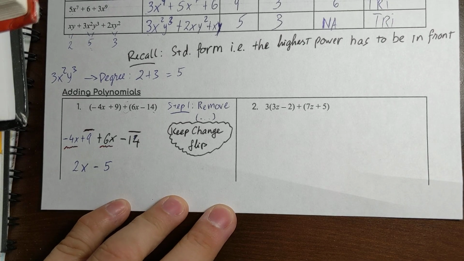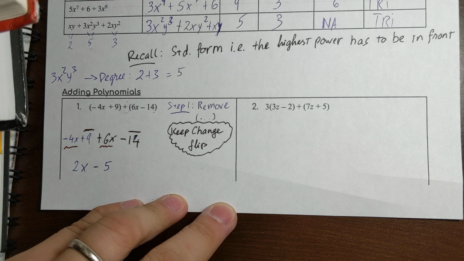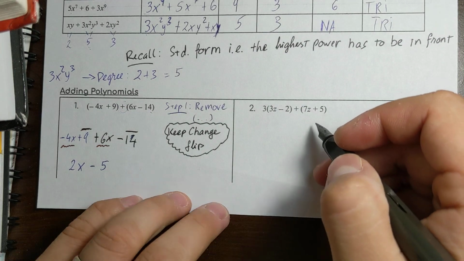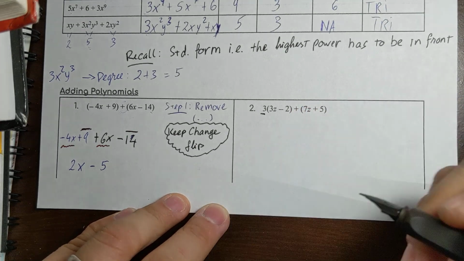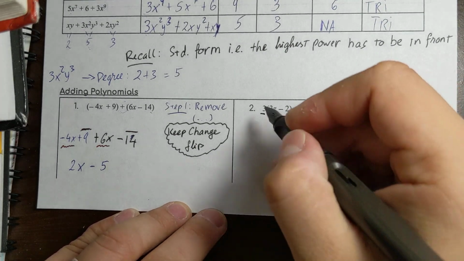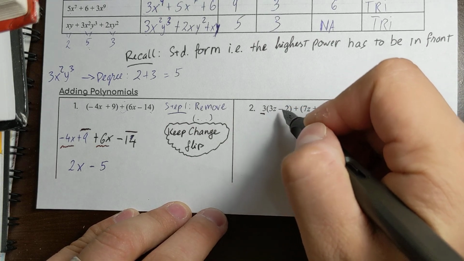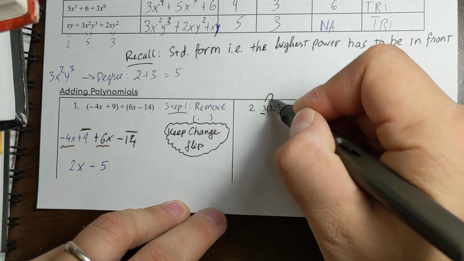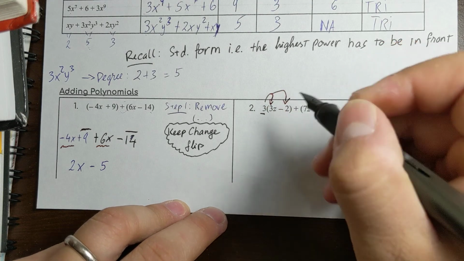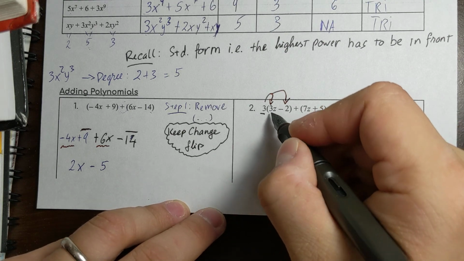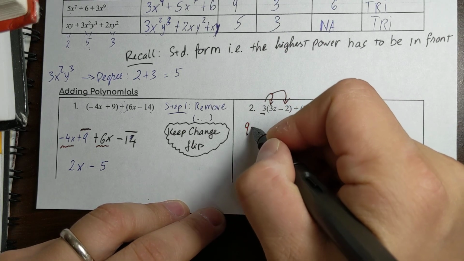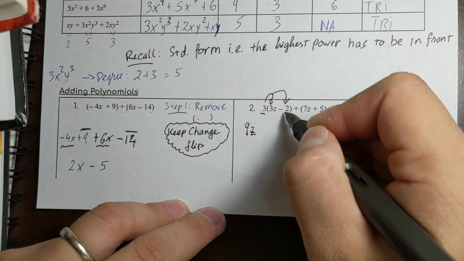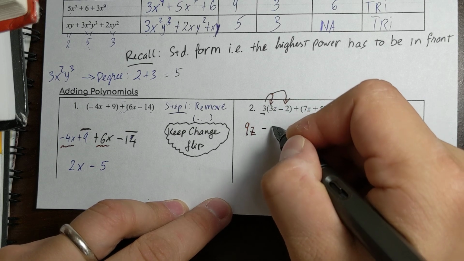So here, number 2. Before we remove parentheses here, we have to do something special since we have a 3 in front of it. To do that, you have to distribute the 3 inside first before you do anything else. When I say distributing, I mean multiply. So 3 times 3 gives you 9, and put the z next to it. 3 times negative 2 gives you negative 6.